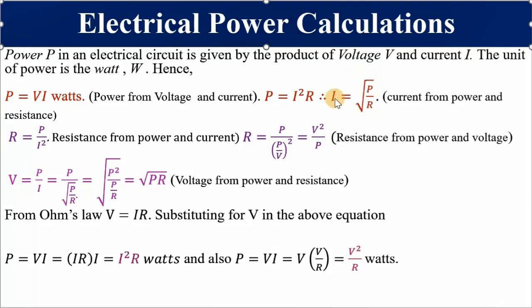This does not end there. Still from power, from this formula, we can see that R is equal to P over I squared, which means that when you are given power and current, you are able to determine the resistance. Hence, this is the formula for calculating resistance from power and current. Power from voltage and current, and current given power and resistance.